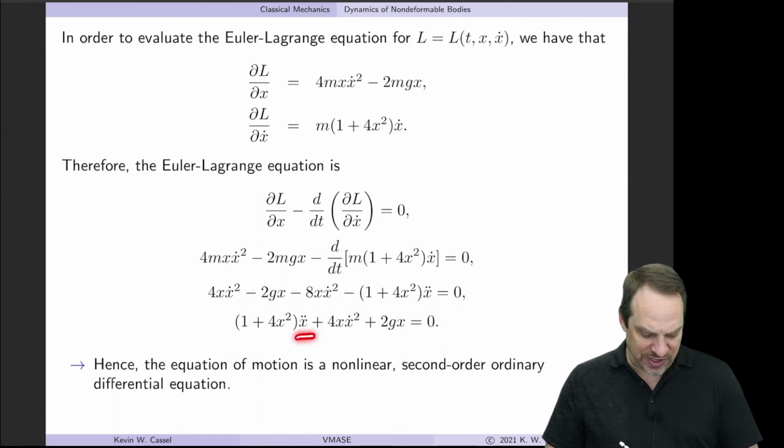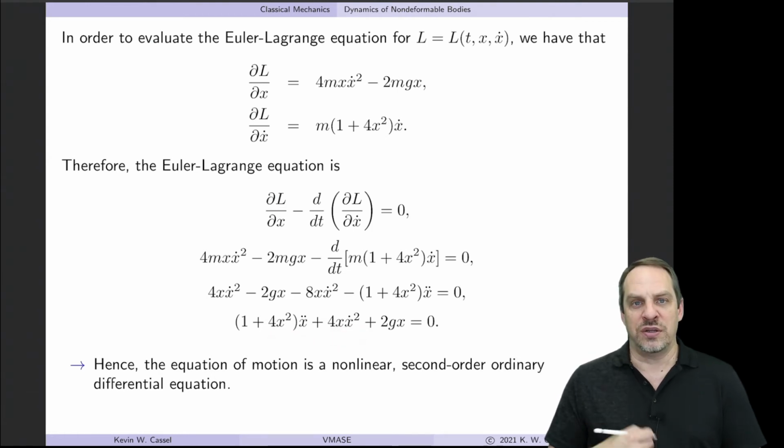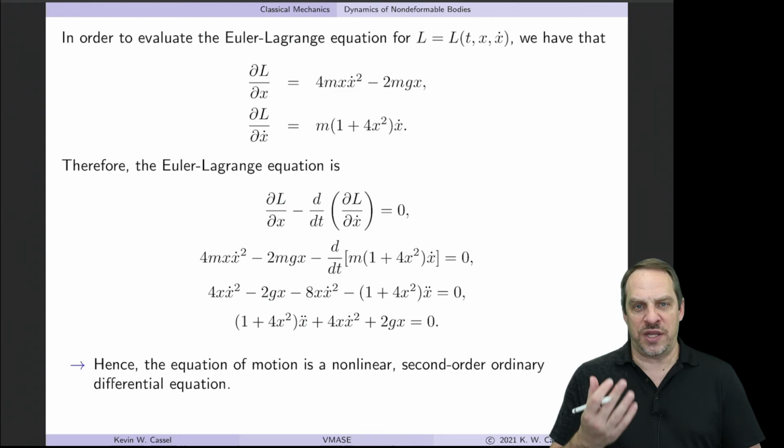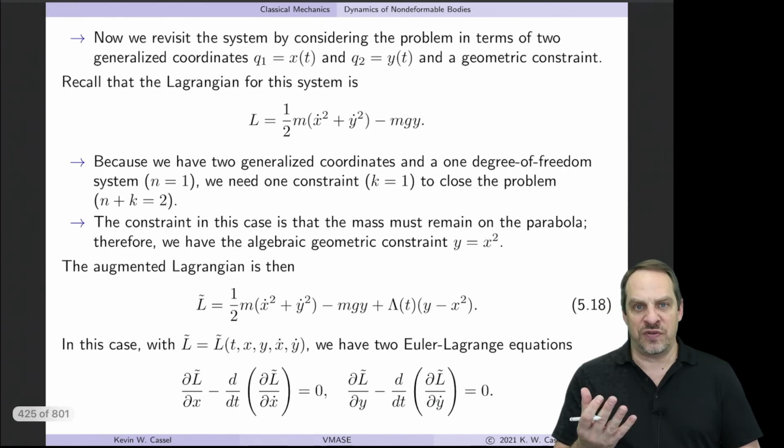So you'll notice it's second order, the highest order derivative is 2. It's nonlinear, because notice we have an x squared times an x double dot, and x times the square of x dot. So these two terms are nonlinear. So a second order nonlinear differential equation, which we'd have to solve numerically. But let's take a look at the alternative approach.